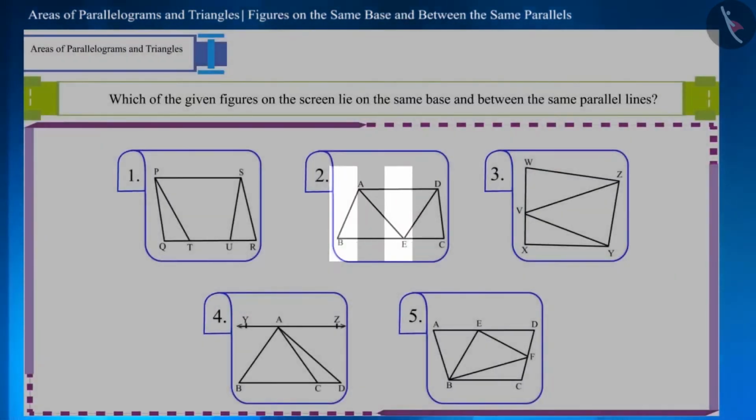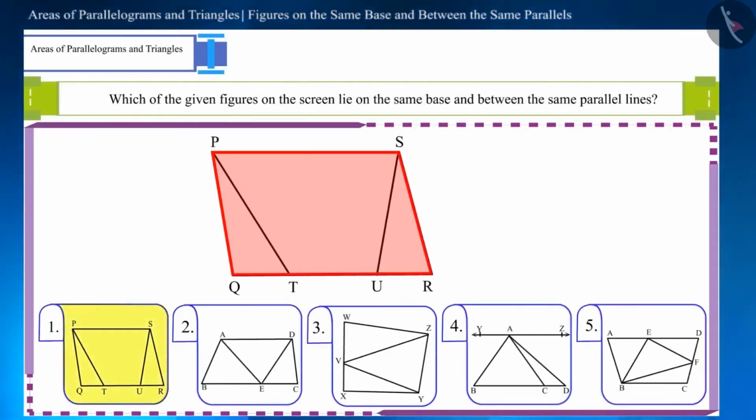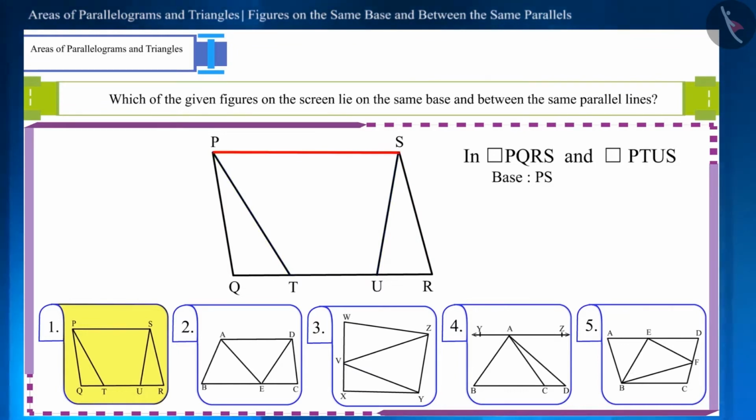Try it yourself by pausing the video. The base of parallelogram PQRS and the parallelogram PTUS is same, and both these parallelograms lie between the two parallel lines PS and QR. Here we can see that of the two parallel lines, one line is PS, which is the common base of the two parallelograms.